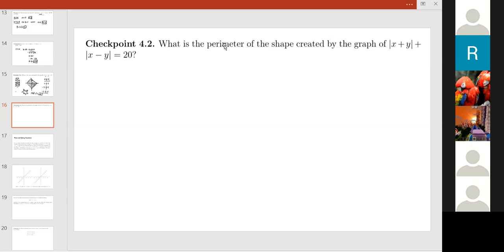Okay, so let's go ahead and take a look at the solution. Again, we're going to take cases for when each term in the absolute value is greater than or equal to 0 or less than 0. So again, there's going to be 4 cases.